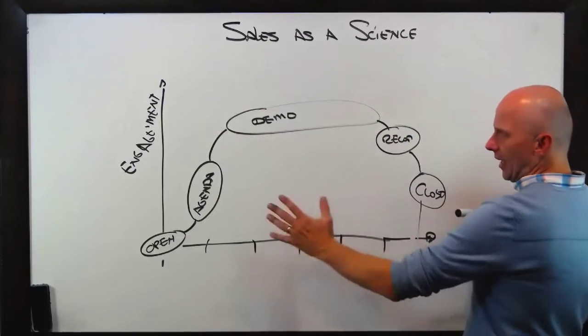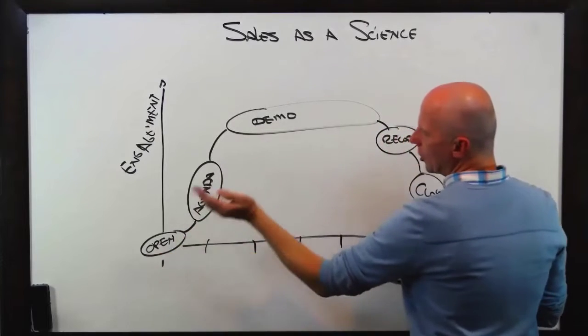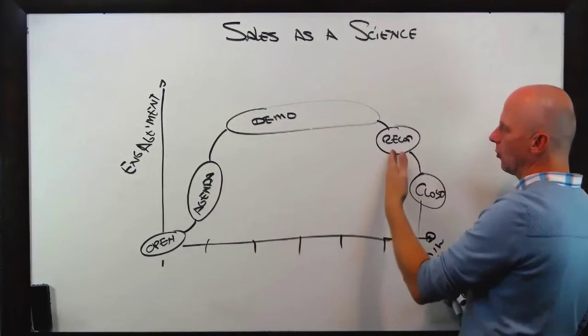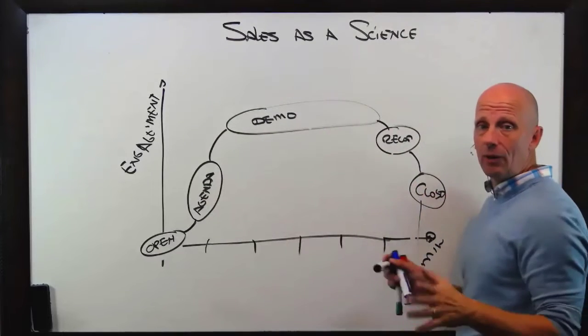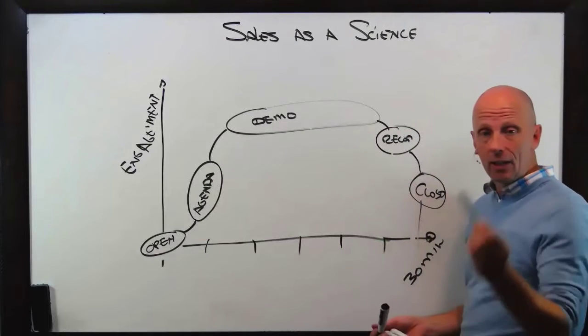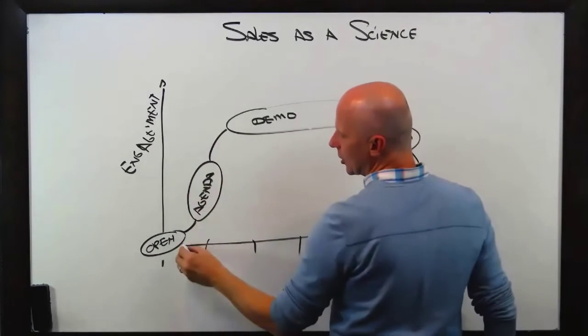Now, I've visualized this, and I've visualized it on the different tasks. Open the call, present the agenda, demo what you're there to demo, recap, and close. However, what we've seen with these simple process flows, that something goes wrong. I'm going to use the color green to indicate customer attention span. What is the customer engagement like?